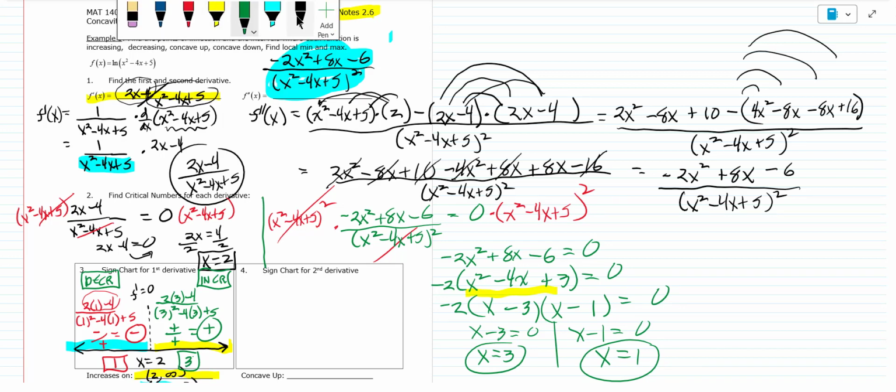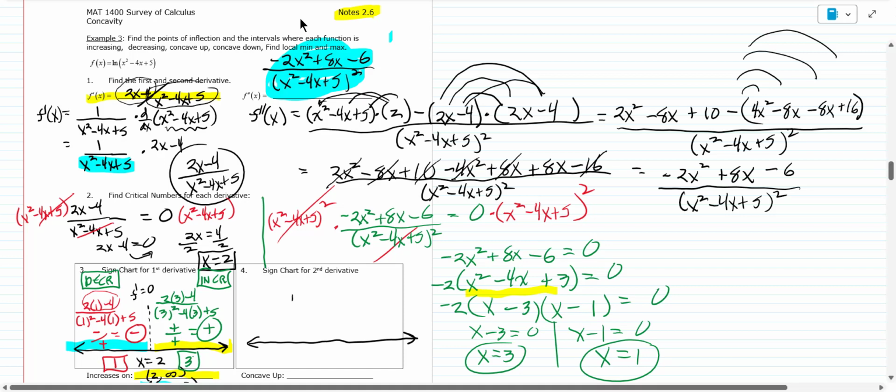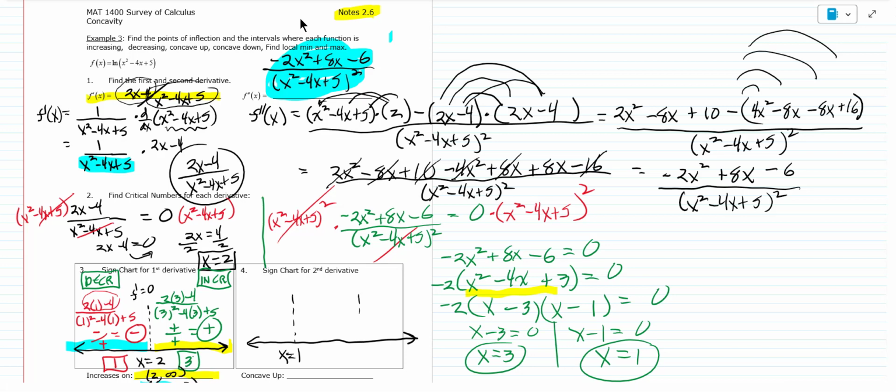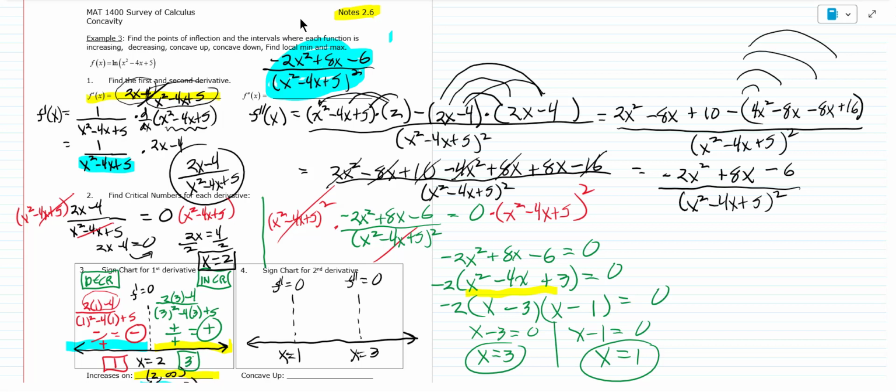Okay, so now we're going to make our sign chart using the second derivative. So you want to go ahead and use these two critical numbers that we just got. We had x equals 1 and x equals 3. That would be where the second derivative is 0. Now I'm going to show you something a little different. You're still going to plug test points into the second derivative, but this is a valid way to do the problem. So I want you to get your calculator out and do this with me.